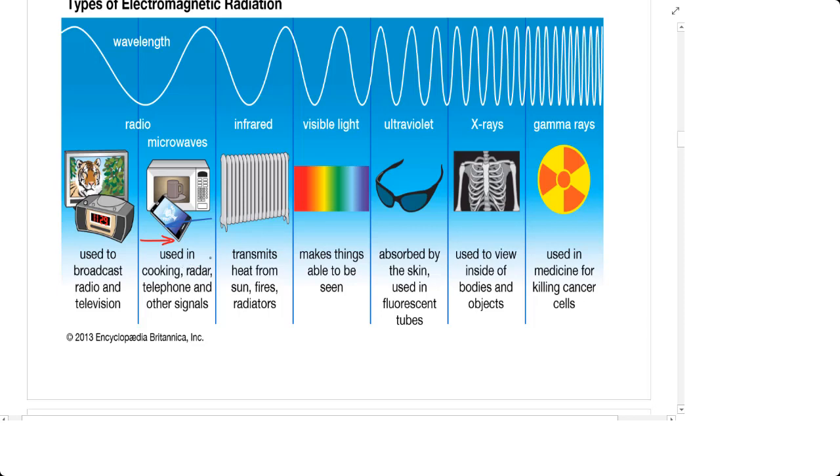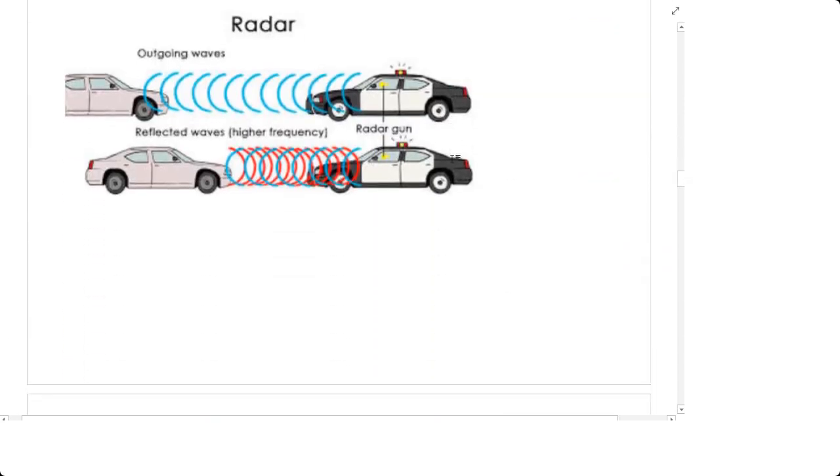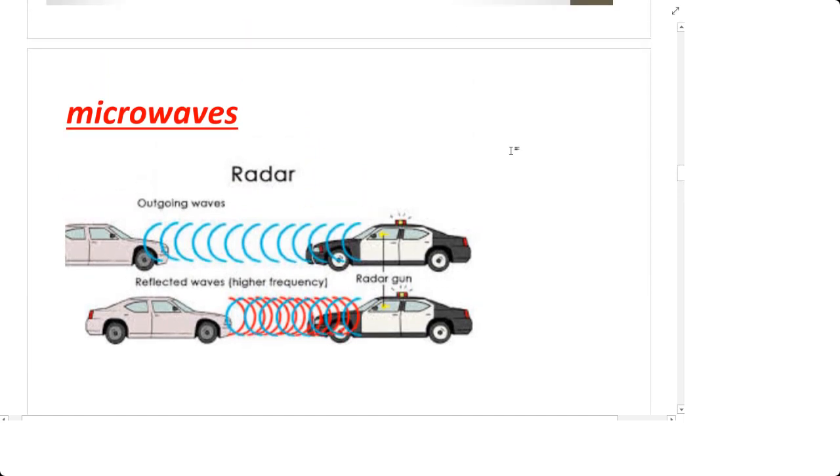Also, one of the very important applications for the microwave is radar. All of us know the radar, and we use the radar to know the speed of the cars and to determine the distance. So we use radar to know two things: the distance of the object, where the object is located, like an airplane or cars, and the speed. But the point is, how can we use microwaves to detect the distance of an object and the speed?